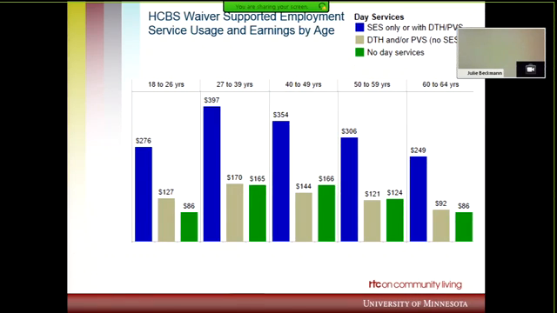Here's another view of the dashboards. Now we're looking at columns with the ages. The blue is supported employment only or with DT&H or pre-voc. The beige-tan in the middle is DT&H or pre-voc services, and the green is no day services. And this shows your earnings. What we can say about this is that the individuals who get supported employment have higher earnings. Now, there are more things to ask and more things to find out, but that is what the data shows us.